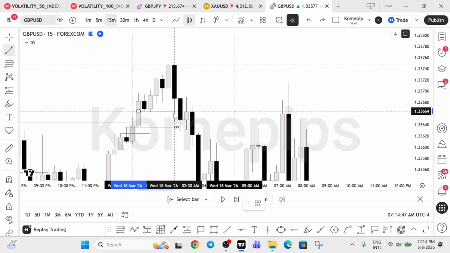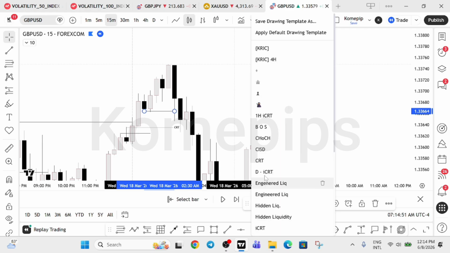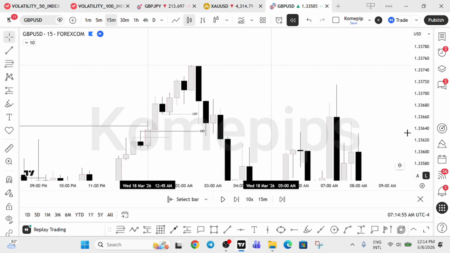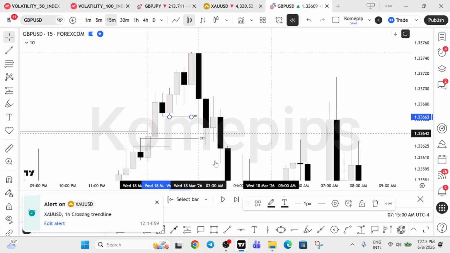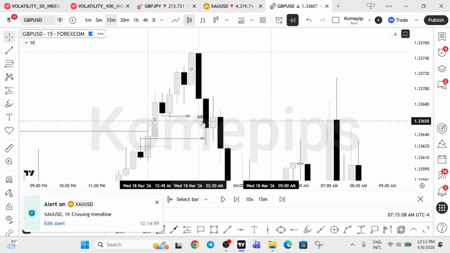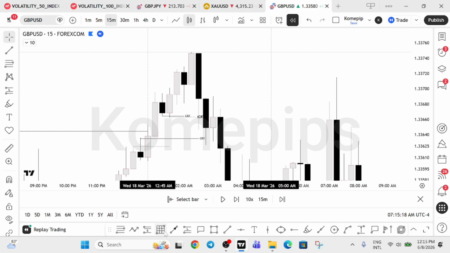As you can see, this is the traditional CRT by Romeo, sorry, and this is my Komepips ICRT. Now, this Komepips ICRT tells us when the market is ready to move. And guess what? Immediately this market breaks, we are good to go. So we look for our entry. And where are we going to enter? We are going to enter from the Komepips ICRT candle. Remember, this is the candle.